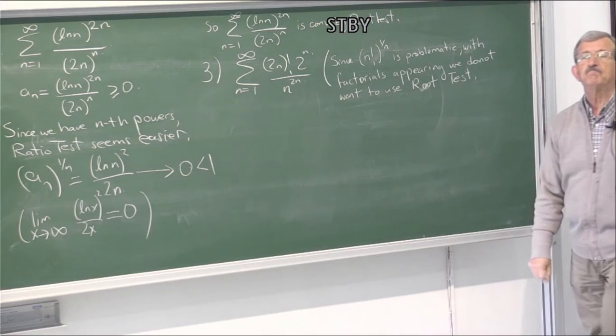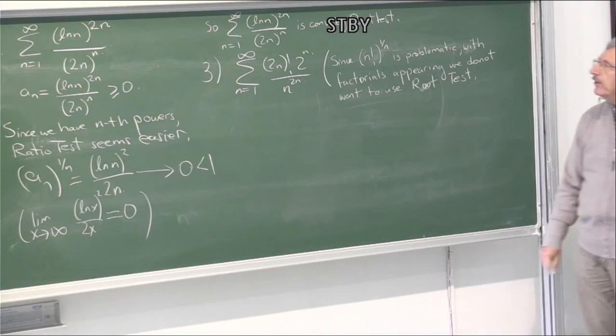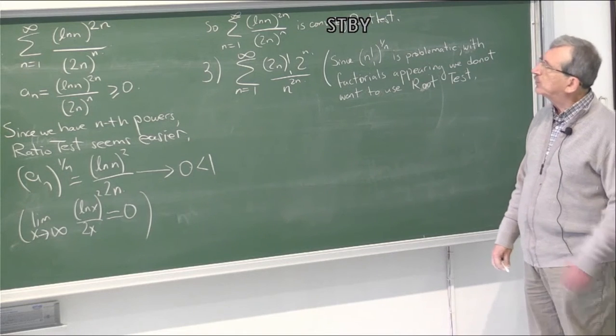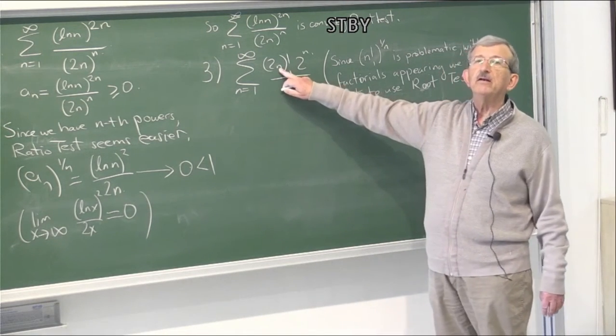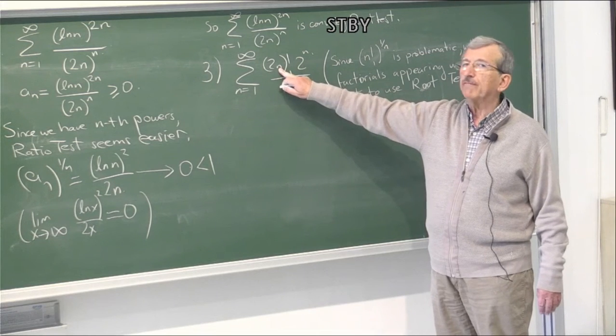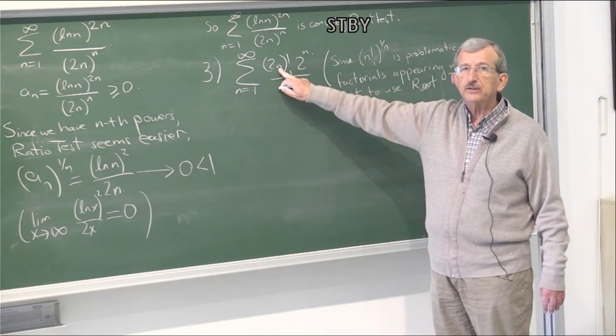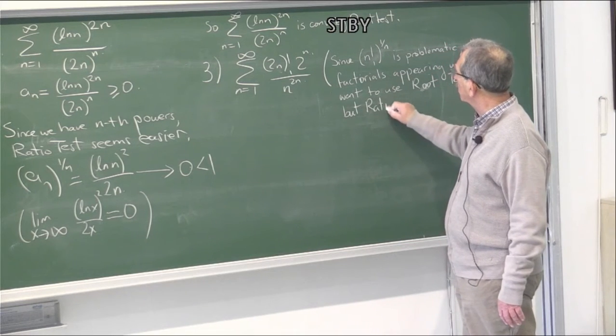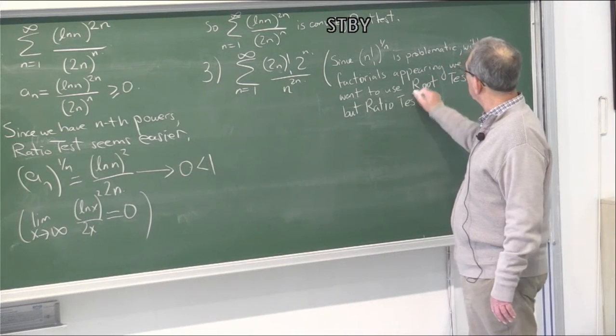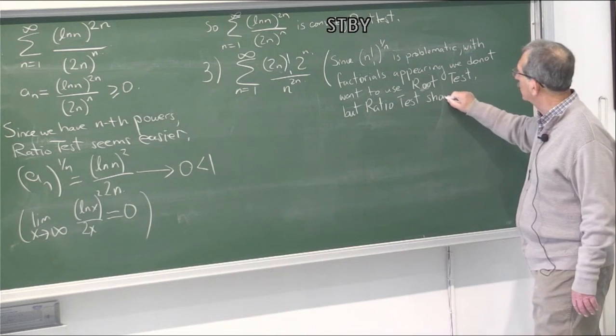But with factorials, if you use the ratio test, that is putting n plus 1 instead of n, it still gives you a factorial, and you have cancellations. So the ratio test should be preferred.